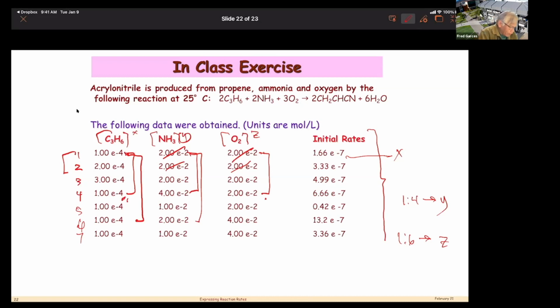Let's just do 1 and 2. Let me show you how you can do this in your head. You notice that for 1 and 2, this doubles. So that doubles.